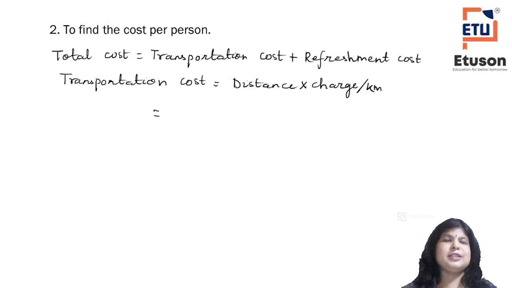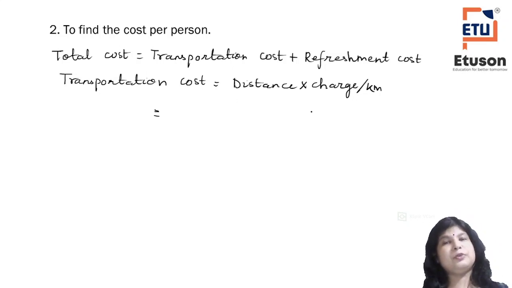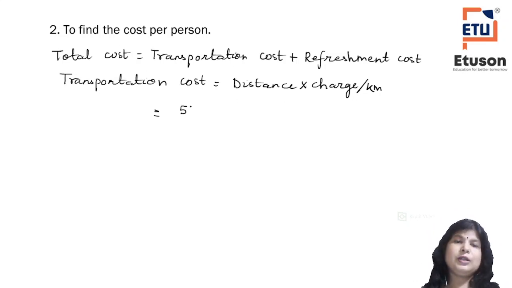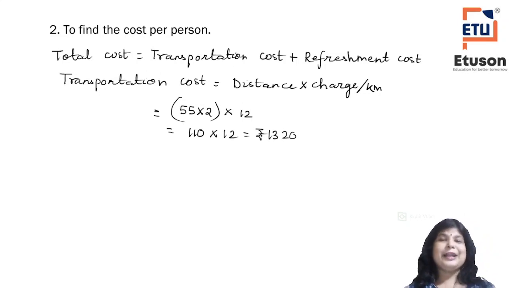So what is distance traveled? First you have to go to the picnic spot, then you have to come back to the school. The distance from school to the picnic spot is given to be 55. This distance has to be covered 2 times because you have to come back. So the total distance is 55 into 2. And according to the question, the charge is 12 rupees per kilometer, right? So let us multiply. 110 into 12. So your answer is 1320. This is your transportation cost.